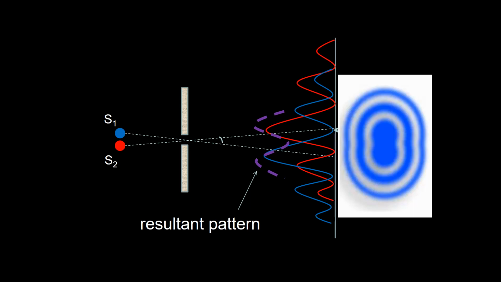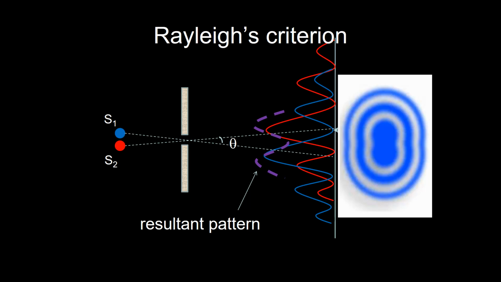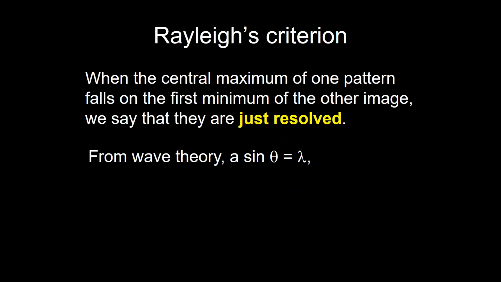This is what we call Rayleigh's criteria. And this angle is the minimum angle. So this is the condition for Rayleigh's criteria. According to Rayleigh, for two objects to be resolved, the central maximum of one pattern falls on the first minimum of the other pattern or other image. Then from the wave theory, we know that a sin theta equals lambda. Using small angle approximation, sin theta approximately equals theta.